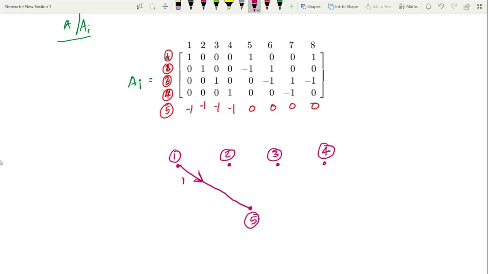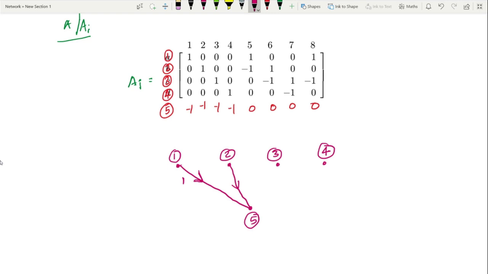Let's see one by one. Corresponding to branch 2, now we are considering branch 2. It is connected between node 2 and node 5. Now what is the direction? It is going away from node 2 and coming towards this fifth node. So the current direction is this one. Going away from node 2, that's why this is +1. And it is coming toward node 5, so it is -1.